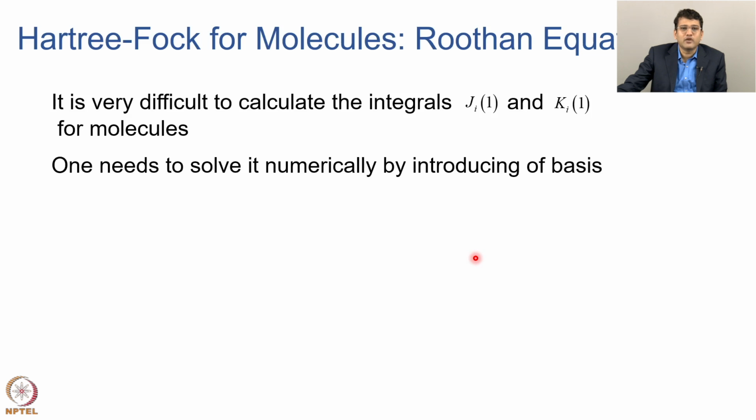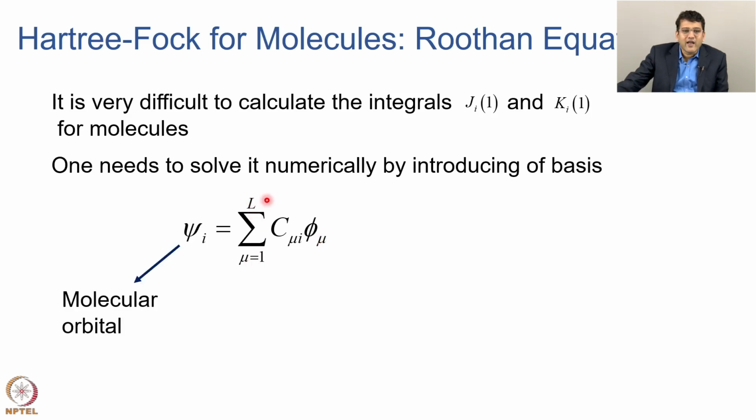So what you need to do, if you cannot solve an equation analytically, one needs to resort to numerical methods, and one needs to solve it numerically by introducing basis sets. Here I expand my psi i as a linear combination of phi mu, where mu ranges from 1 to L. The psi i's are molecular orbitals and the phi mu's are atomic orbitals. Atomic orbitals are the solutions of the individual atomic Hamiltonian, and these atomic orbitals are centered on particular atoms, so they are often called an atom-centered basis.